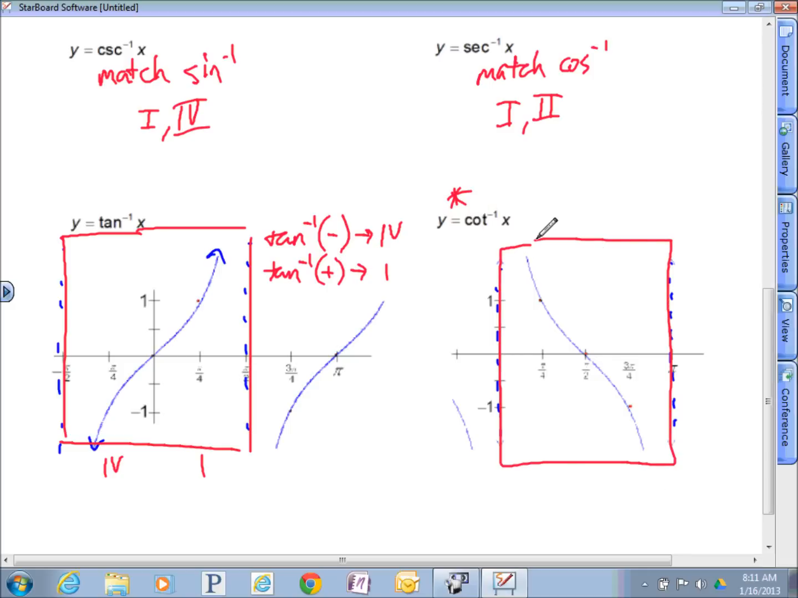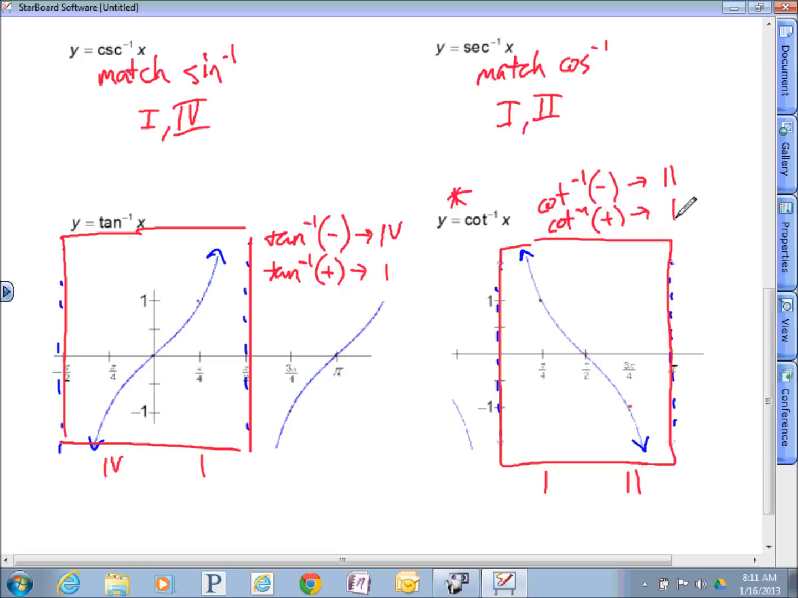Cotangent inverse of a negative number, and again it looks like I'm missing my arrows on the end of my graph. But cotangent inverse, so now we're looking from 0 to pi. A positive value is going to put us in quadrant 1. A negative value is going to put our answer in quadrant number 2. So cotangent inverse of a negative value puts our answer in quadrant number 2, and cotangent inverse of a positive number puts our answer in quadrant number 1.